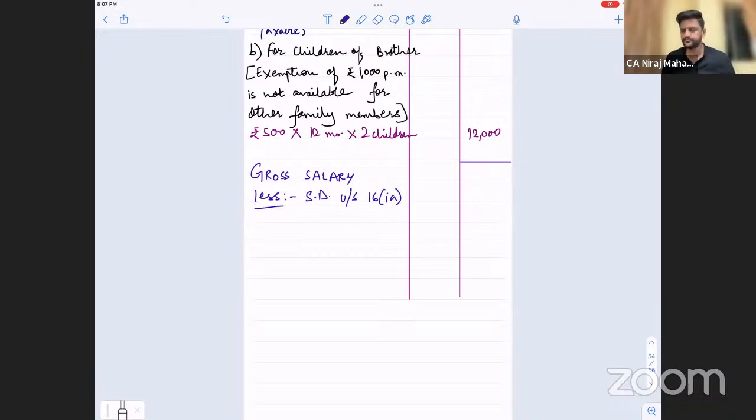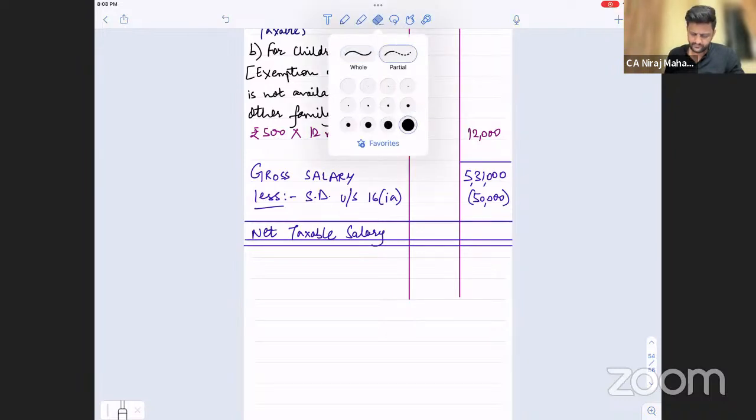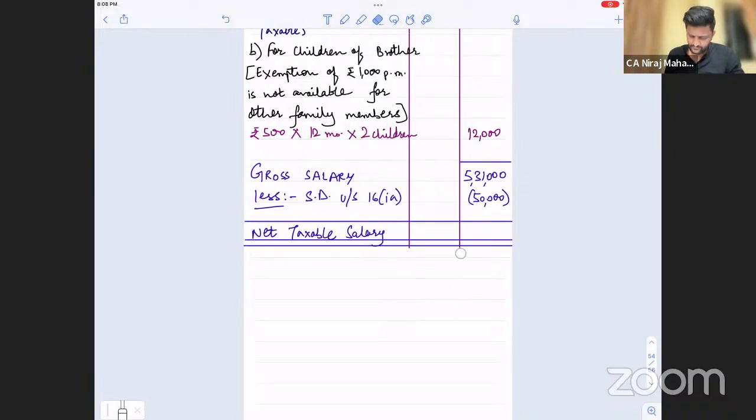Gross is how much? Gross? Not Ross, Gross. 531, correct. Salary reduction 50. Net taxable salary: how much? 481.